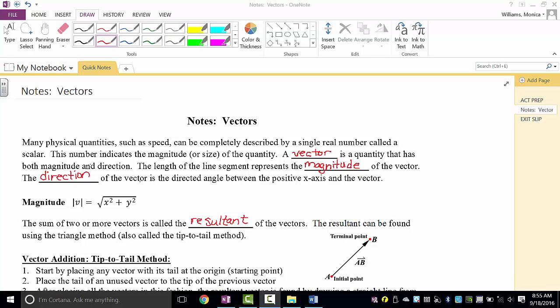Formula for magnitude. The sum of two or more vectors is called the resultant of the vectors. The resultant can be found several different ways. The first method we are going to look at is called the tip to tail method.